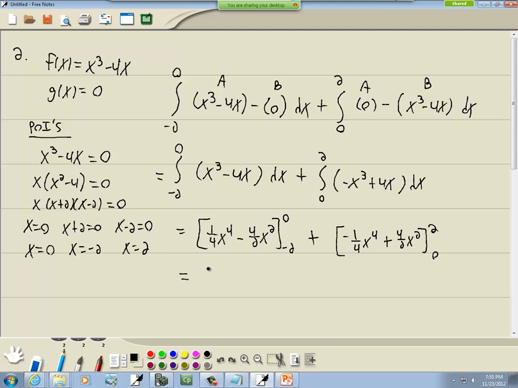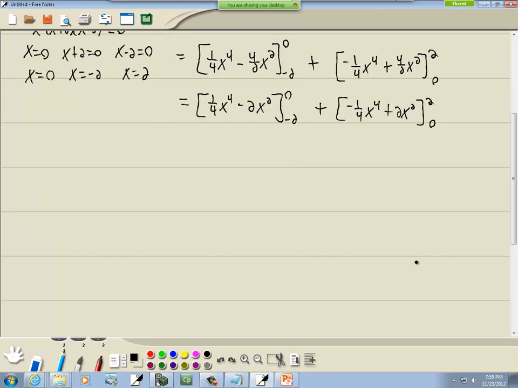Which gives us 1/4 x to the fourth minus 2x squared. And same thing here. We got -1/4 x to the fourth plus 2x squared. And now we're ready to plug in our numbers.